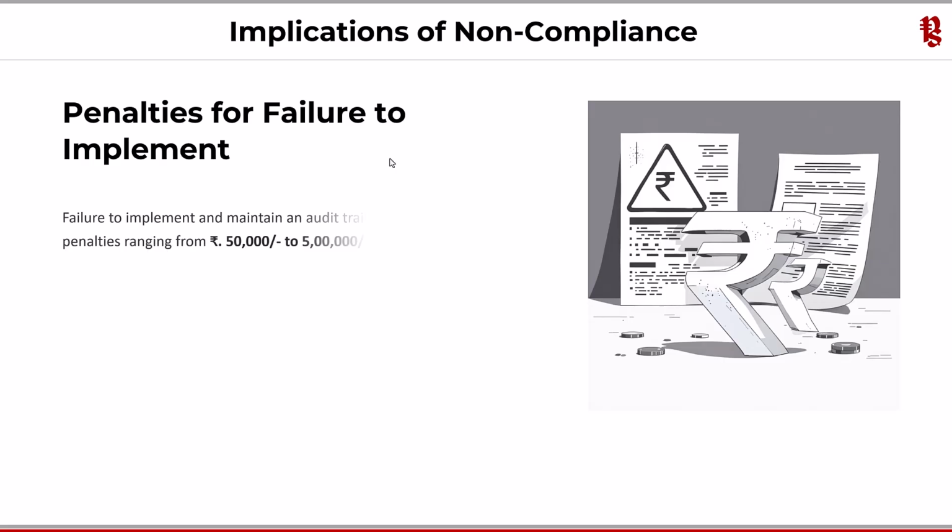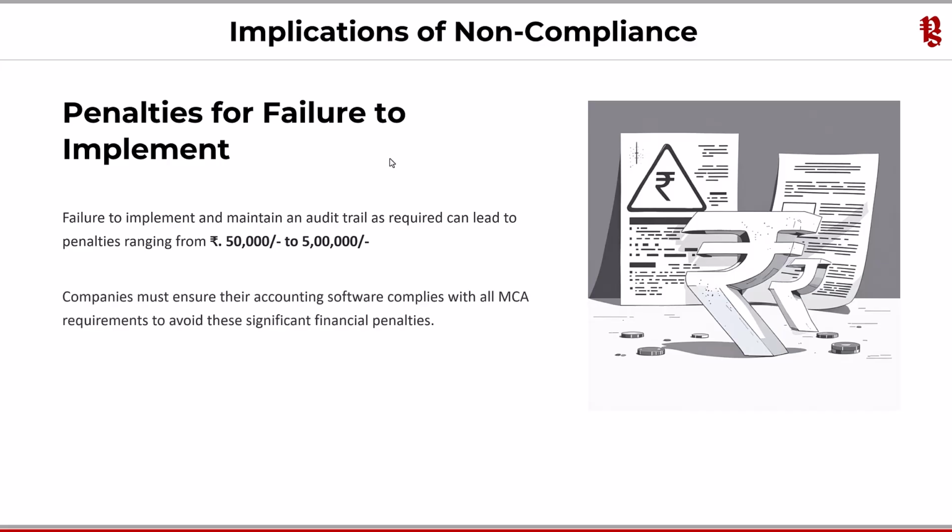Penalties for failure to implement. Failure to implement and maintain an audit trail as required can lead to penalties ranging from rupees 50,000 to 5 lakh.